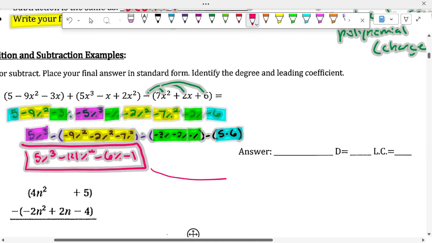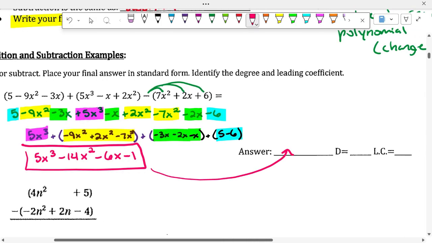So this is my answer. I'm not going to rewrite it. What's the degree of this polynomial simplified? What's the highest exponent? 3. So officially the name would be what? Cubic. What's the leading coefficient? 5. Now, that was the horizontal way.